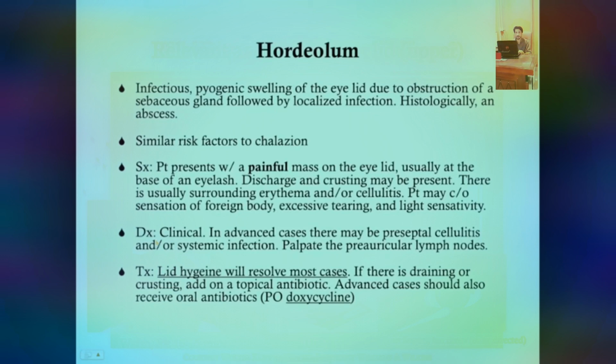In advanced cases, there may be preseptal cellulitis, so that redness around the whole eye, or you can even have a systemic infection, including fever and lymph involvement. And so you should palpate the preauricular lymph nodes to check for that. Treatment-wise, though, you're pretty much doing the same thing as chalazion, just with an added step here. So you'll do the lid hygiene, and if there is draining or crusting, you should add on a topical antibiotic. In advanced cases, such as if there is preauricular lymphadenitis or preseptal cellulitis, you should also give the patient an oral antibiotic. Typically, doxycycline is the treatment of choice.